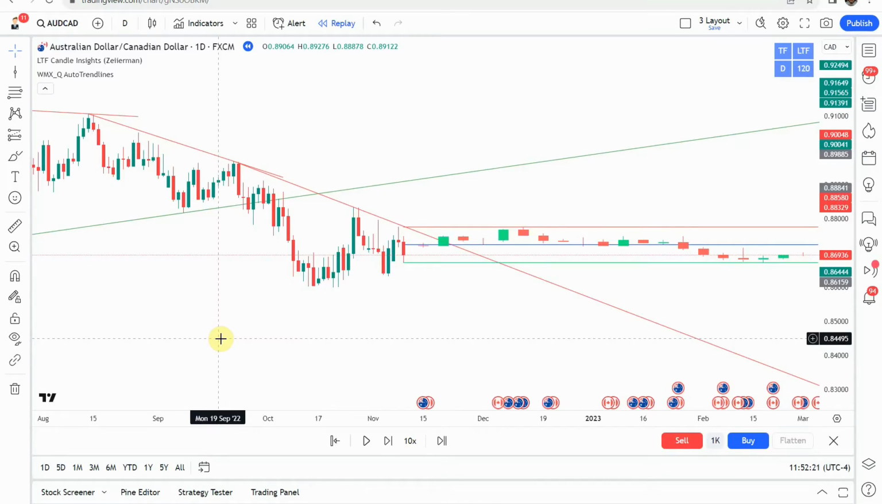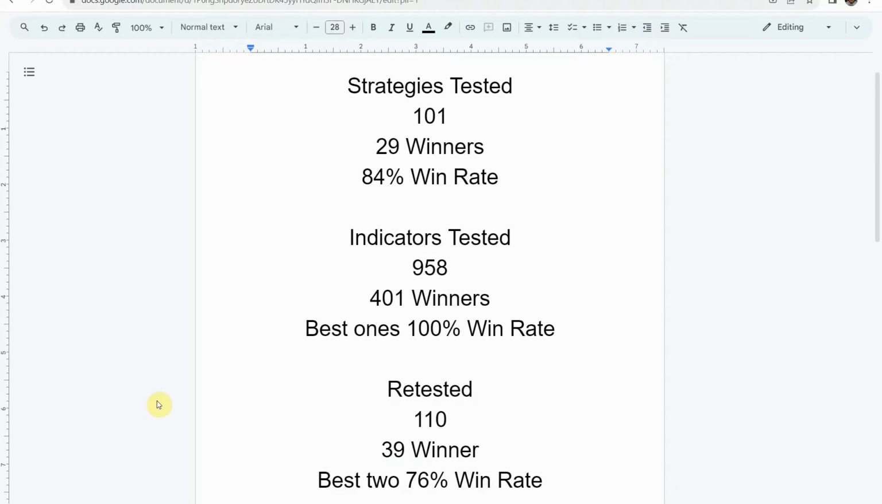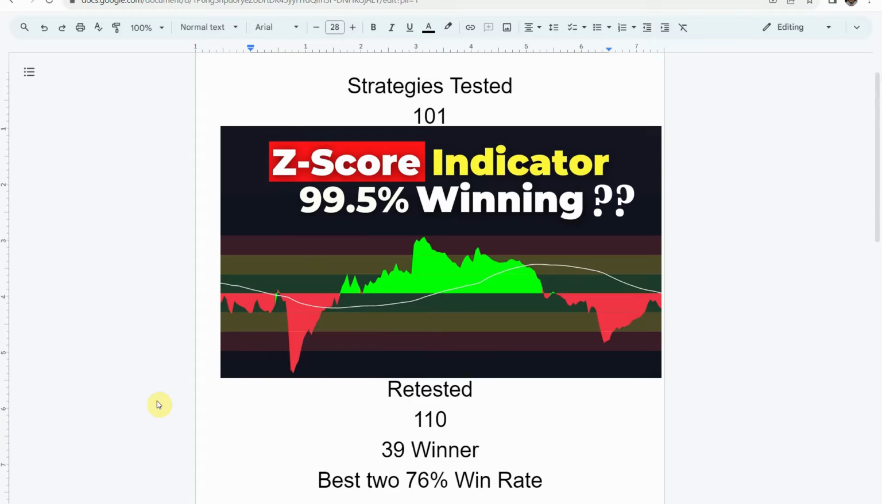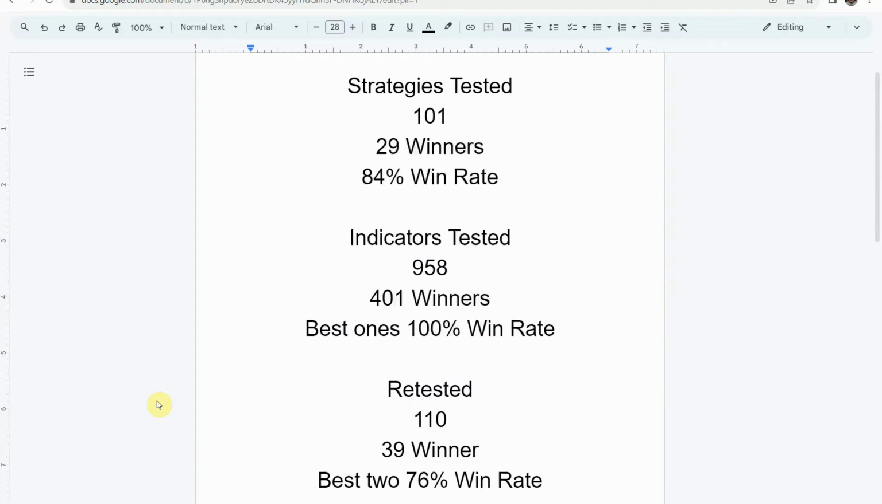Alright, as I said, today we will be looking at a trend line trading strategy. Before we do though, I wanted to put the testing scoreboard up for everyone to see. To date, we have tested a total of 101 different strategies, with 29 of them being winners. The best one so far was able to achieve an 84% win rate. That is the Academy of Forex indicator with the Z-score probability indicator. I'll put a thumbnail of that up on screen right now, and I'll also link to it at the end of this video with that same thumbnail, so that way you can go straight there and watch that video on the best strategy that we have tested so far.